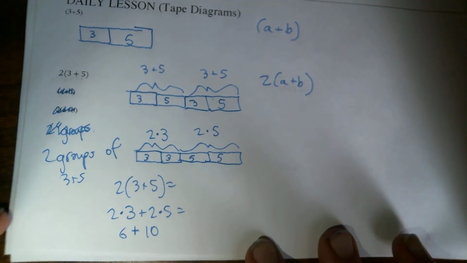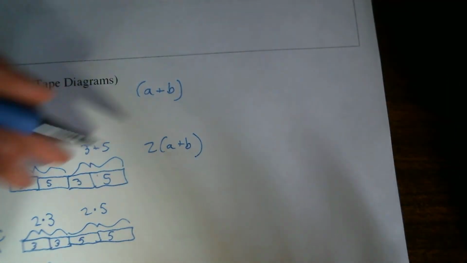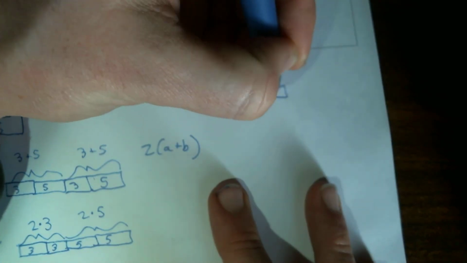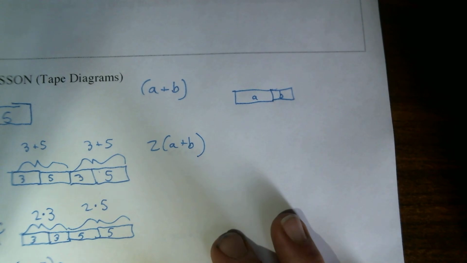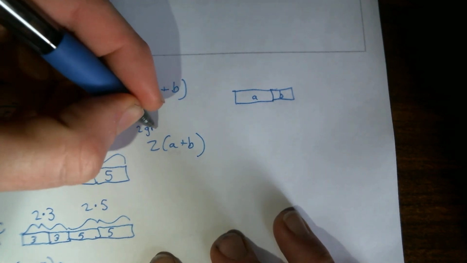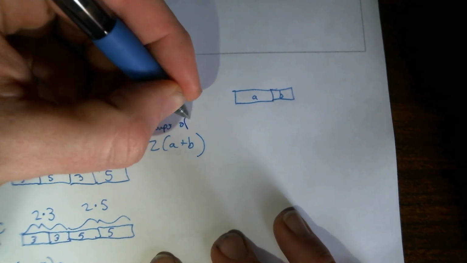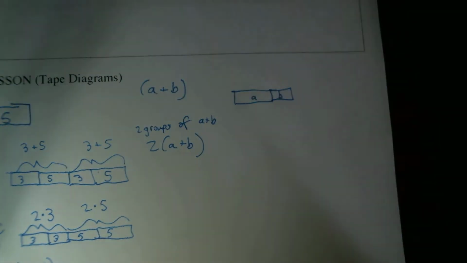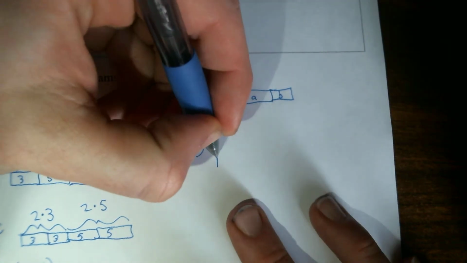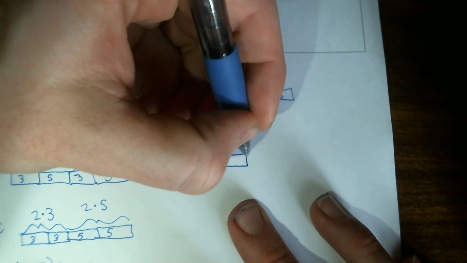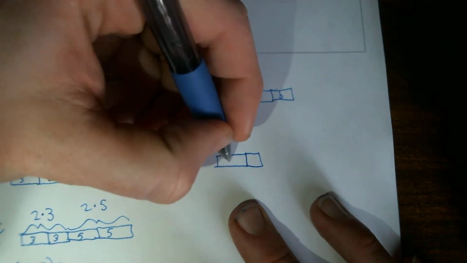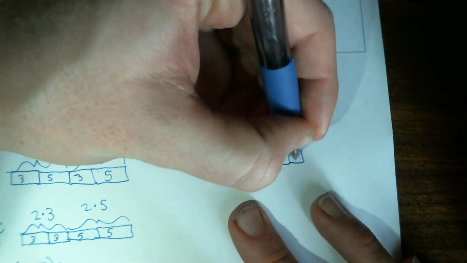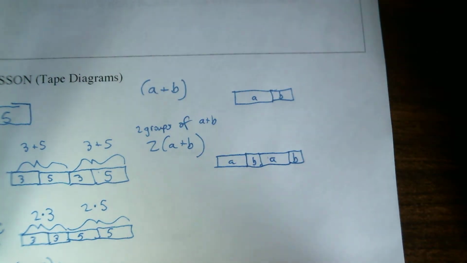Let's try another one. This time with some variables. So here now I've got A and B. I'm not going to show this much differently. Here's A, and I'm going to make B a little smaller. There's A and B. But now it says, okay, now I want 2 groups of A plus B. So if I want 2 groups, think about how we're going to draw that. Well, here's 2 groups. There's A and B. And here's another group. There's another group of A and B.